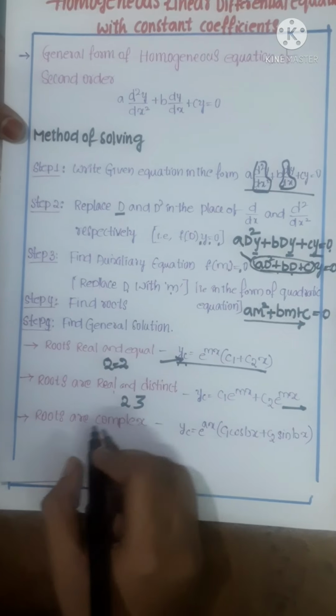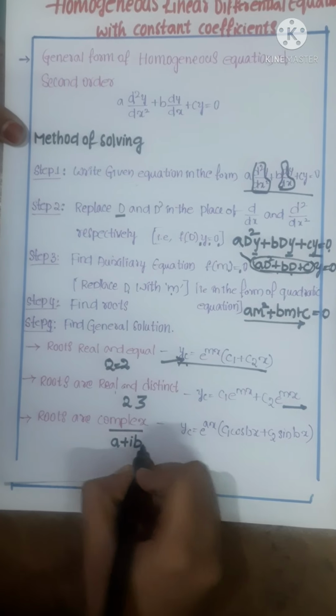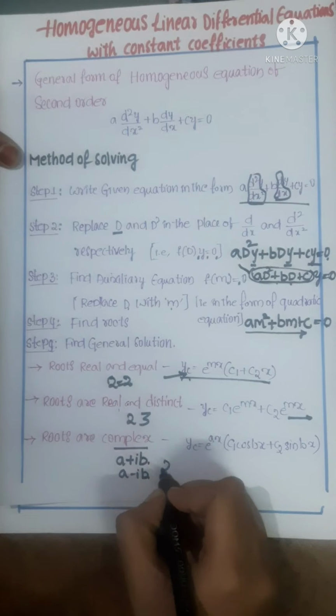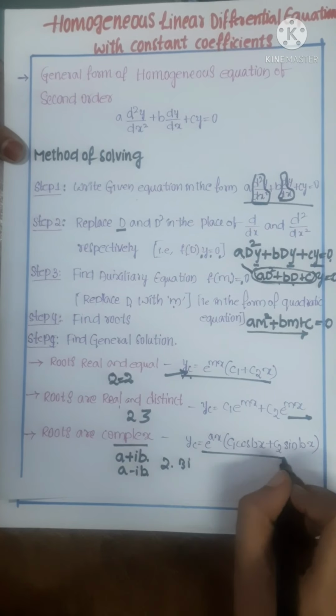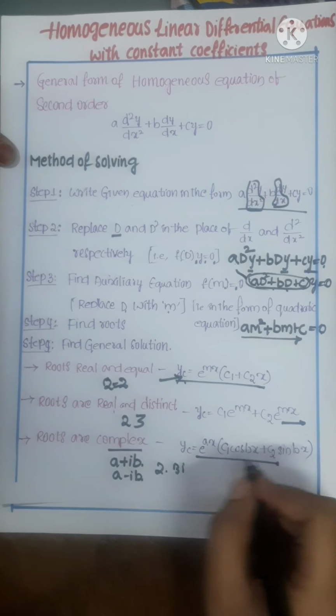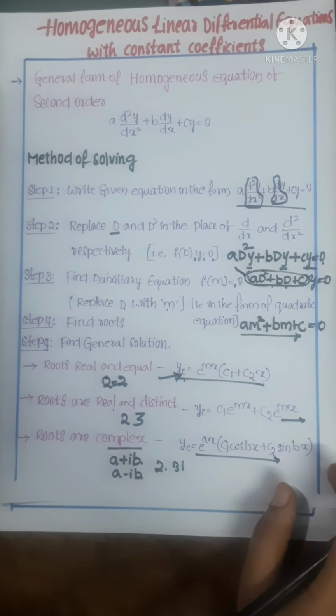Another one is complex, meaning the roots are in the form a plus ib or a minus ib. When we get roots like 2 plus 3i, we have to apply this formula to find the general solution. Let's move forward to understand this concept better by seeing example problems.